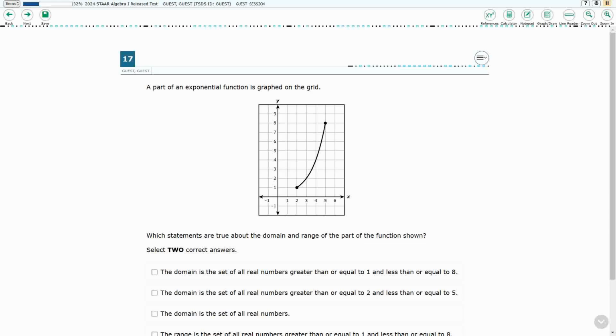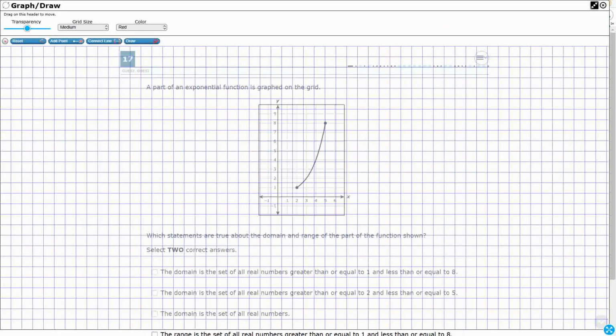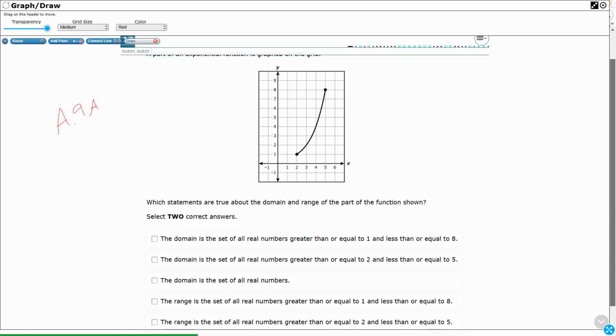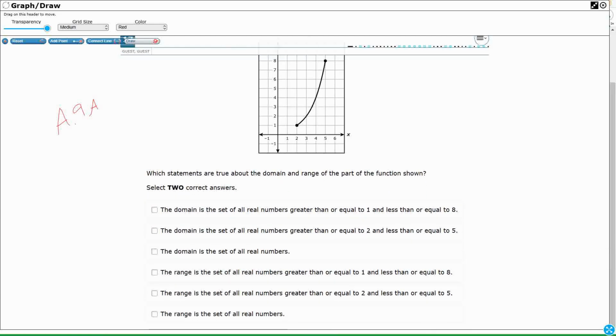Number 17, we are looking at domain and range of exponential functions. This is 8.9a, and this is a multiple select, so there are two correct answers we need to find. And what we should notice here is that we've got this graph, and we've got three statements about the domain, and then we've got three statements about the range. So I'm going to infer that one correct statement is from the domain, one correct statement is from the range. So let's just make our own decisions about what the domain and the range are.